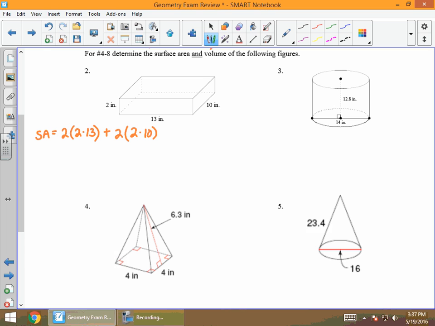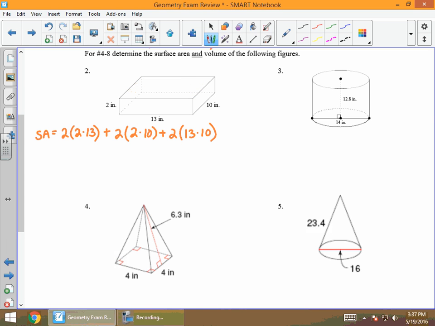Okay, and the last piece is going to be this big top up here, and then the bottom, which I'm not going to highlight because they're going to overlap. They are the same size, so there will be 2 of them. And they are both 13 by 10. That's how big they are.